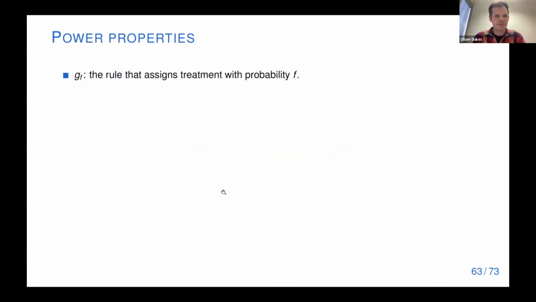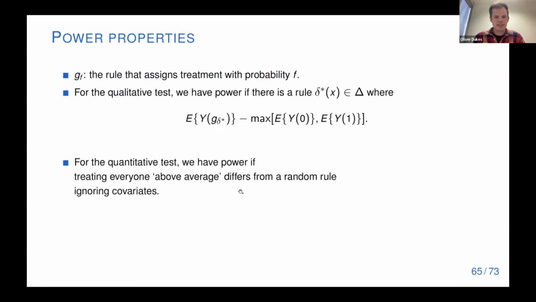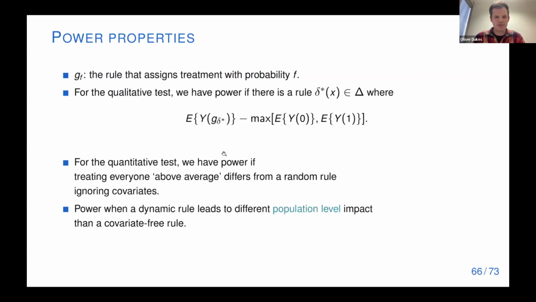So one might ask, when do our tests have power? If we think about a rule that assigns treatment with probability f, then for the qualitative tests, so is treatment harmful for some people and beneficial for others, we basically have power if there's a decision rule in our class where if we implemented that rule, it would be significantly different from the maximum of the two static rules, so the treat everyone or the treat no one rules. There's a similar heuristic for the quantitative test, which we discuss more in the paper. Basically, we have power when there's a dynamic rule in our class that leads to different population impact than a covariate free rule. So maybe our tests are less designed to answer questions of existence of heterogeneity, but rather, if we would use heterogeneity as the basis of a policy, which we would then implement in a population, these are the kind of alternatives that we may be able to pick up and which may often be relevant.